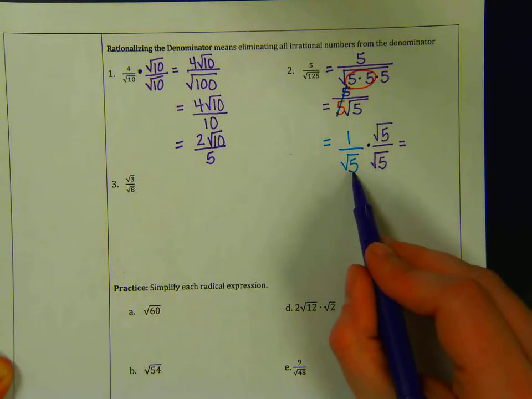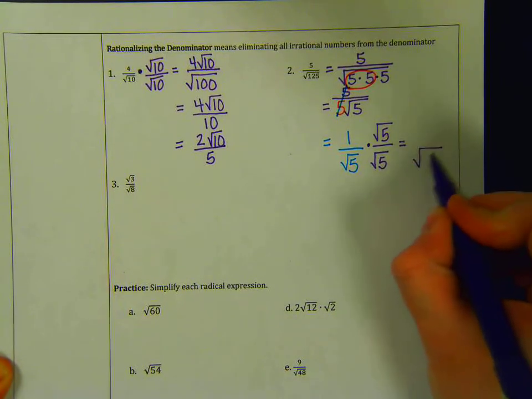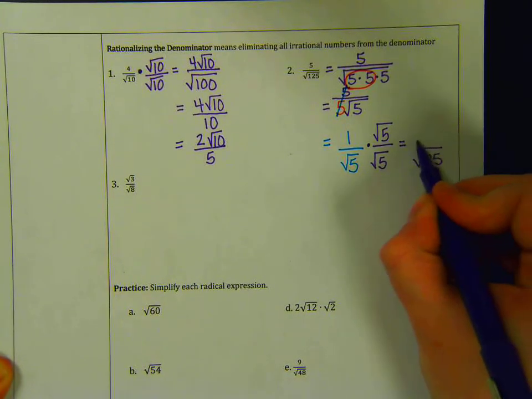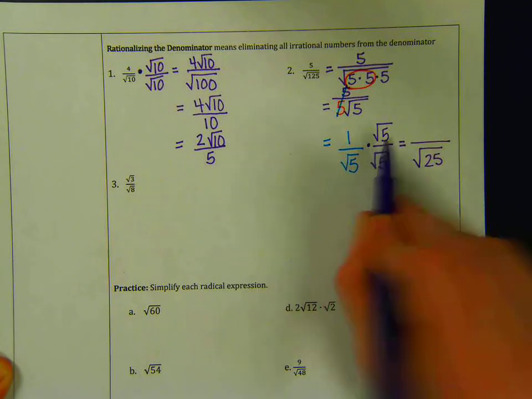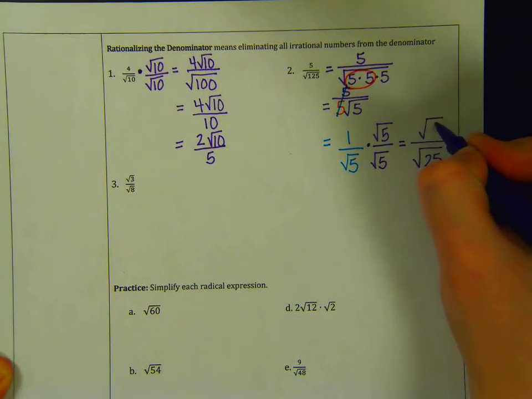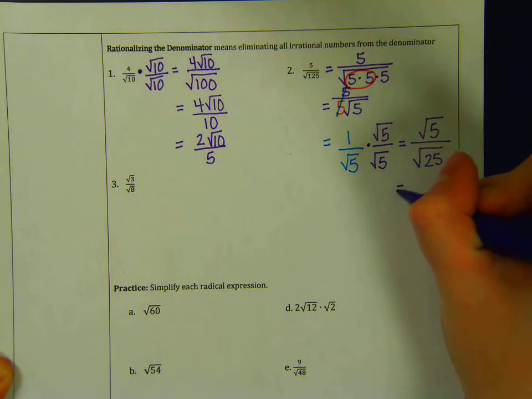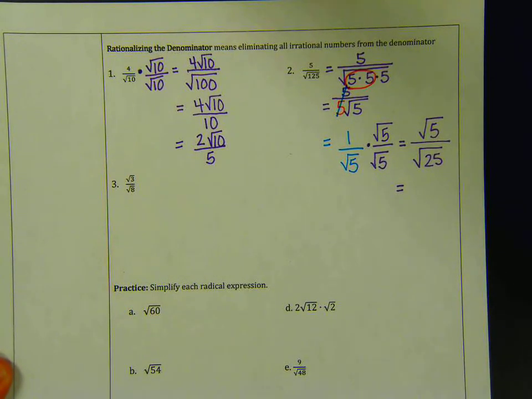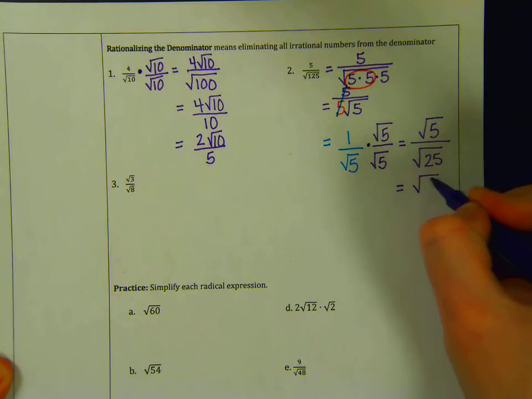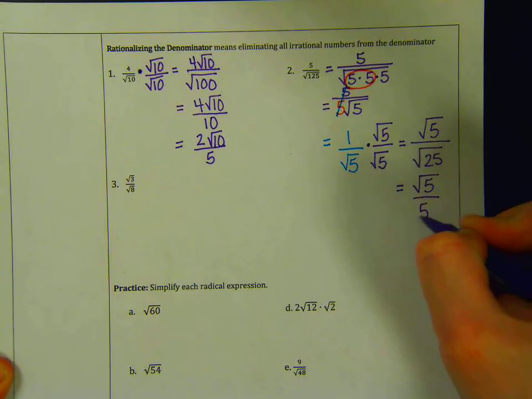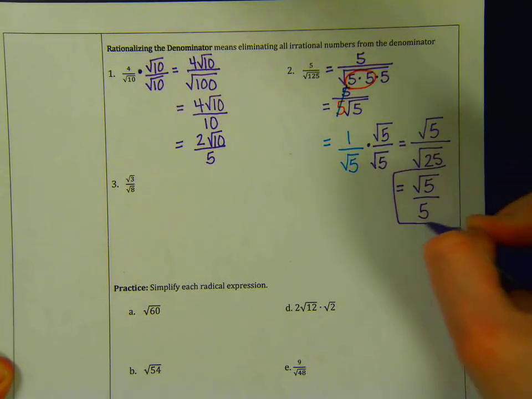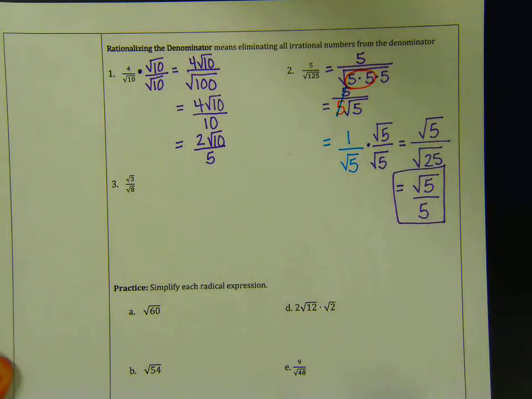So we get 5 times 5 is 25, the square root of 25. And 1 times the square root of 5 is just the square root of 5. Last step. What's the square root of 25? 5. So we have square root of 5 over 5. And that is my final answer. We don't have any radicals in the denominator, so we don't have anything to worry about. One last one, and then I want you to practice the problems that are at the bottom.